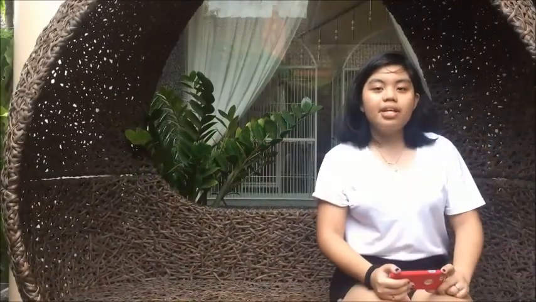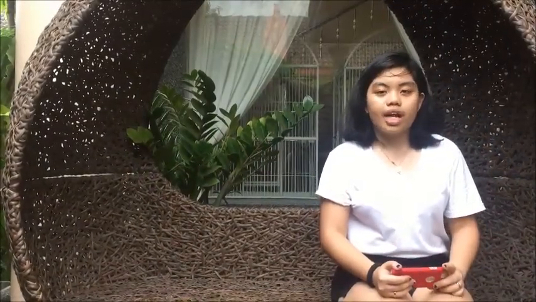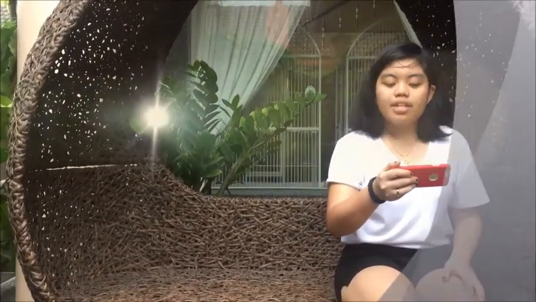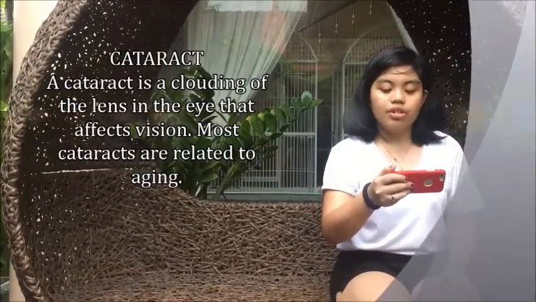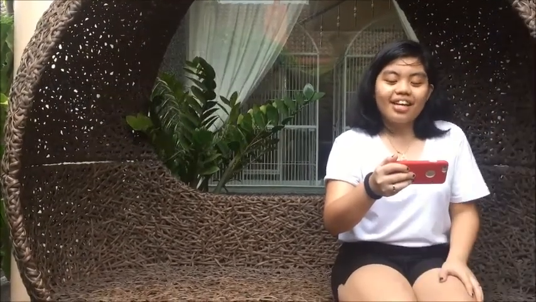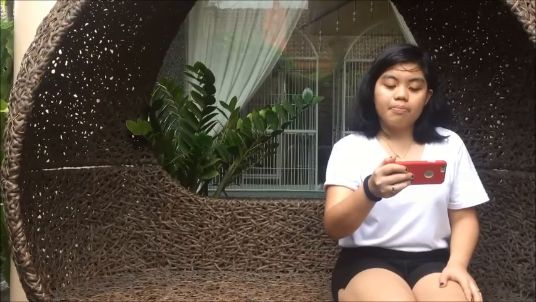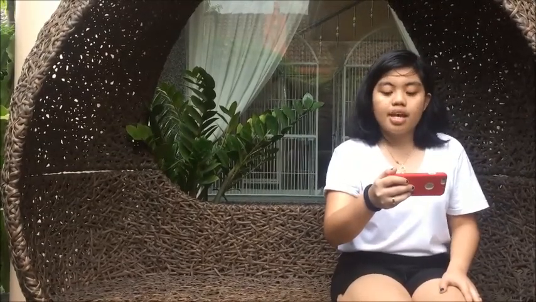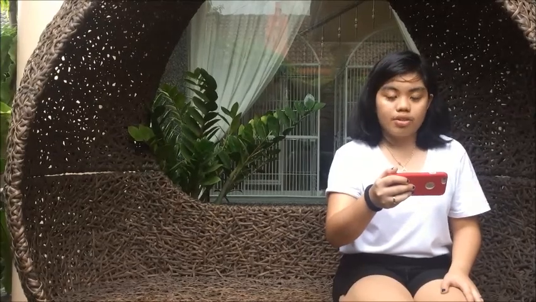Good day, my name is Eliza Mirbalane and I'm here to discuss cataracts. What is a cataract? Well, a cataract is a clouding of the lens in the eye that affects vision. Most cataracts are related to aging. Cataracts are very common in older people. A cataract can occur in either one or both of the eyes. It cannot spread from one eye to the other.